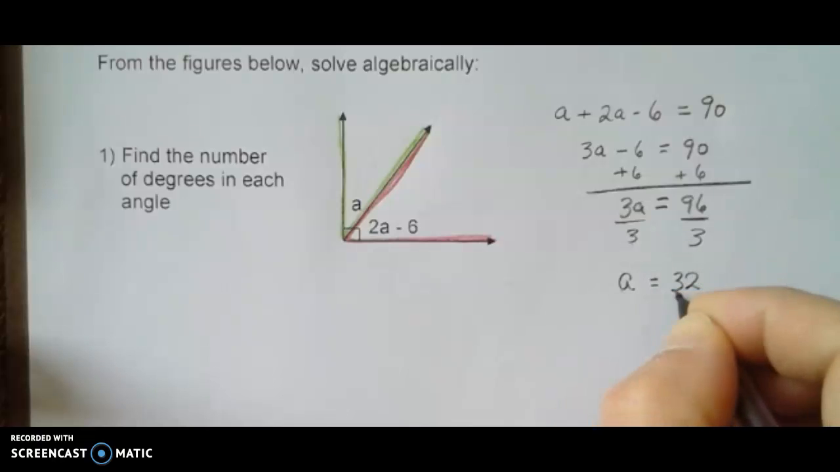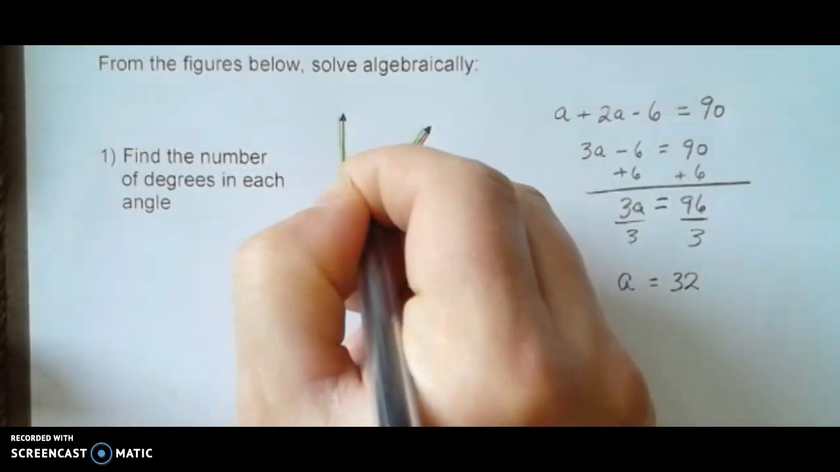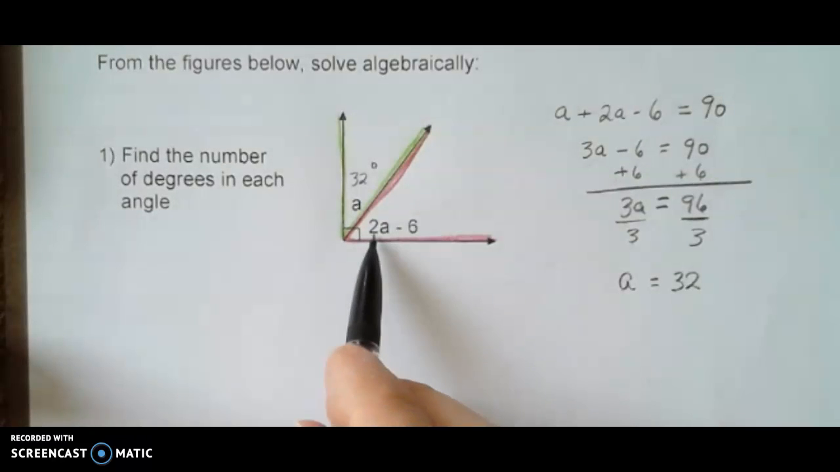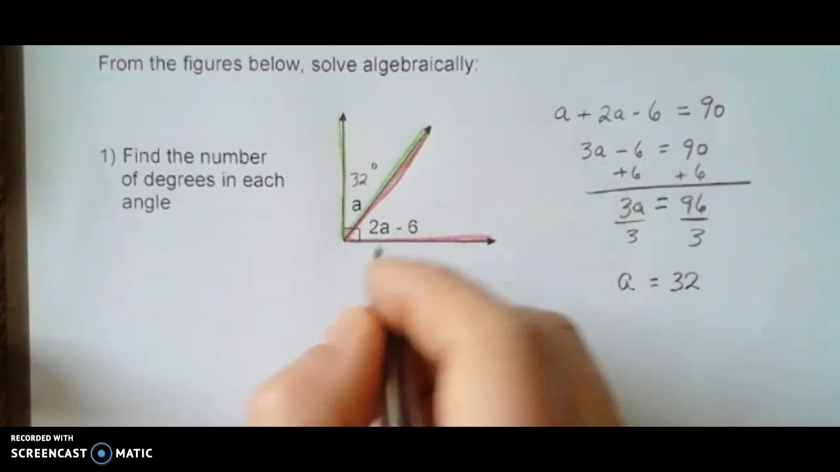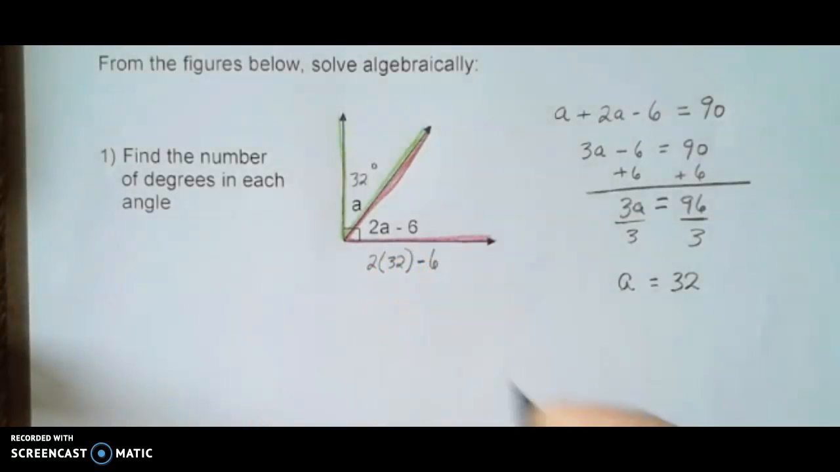So the value of a equals 32. And if I look at my picture again, this angle was a, so I know that this is a 32-degree angle. To get the measure of 2a minus 6, I'm just going to take the value of a and substitute it into the expression. 2 times 32 minus 6.